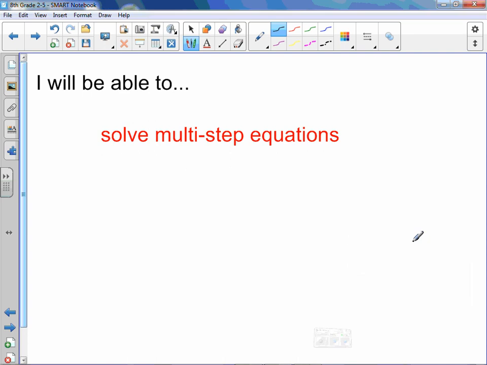Chapter 2, Lesson 5, Solve Multi-Step Equations. You will be able to solve multi-step equations.